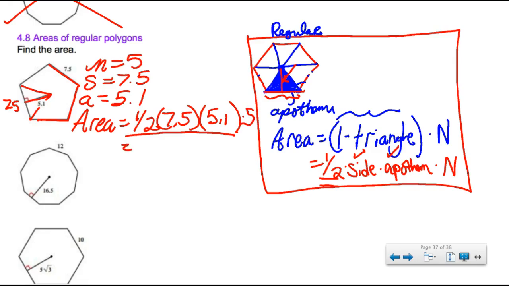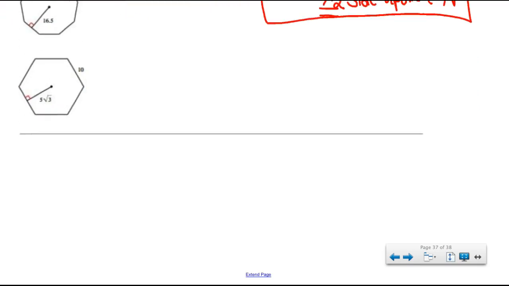You just do 1/2, or 0.5, whatever you like, times 7.5 times 5.1. Right now, if you hit enter, that'll give you the area of this one triangle over here. And we have 5 of them, so you have to hit times 5. And you get 95.625-ish would be the area of this entire regular pentagon. We're only going to do one more here, I think, because it's just a formula, so you should be fine.